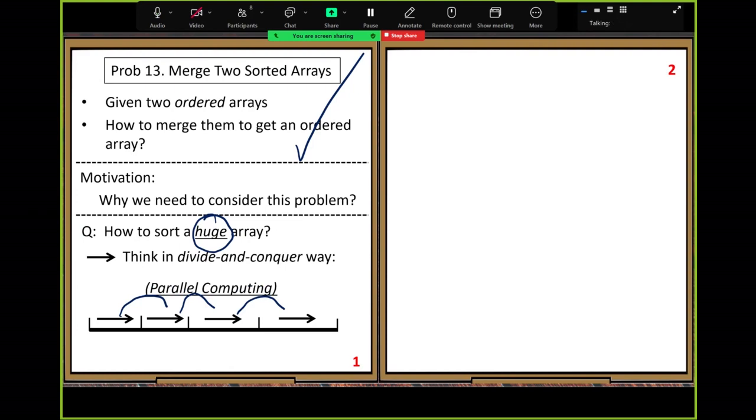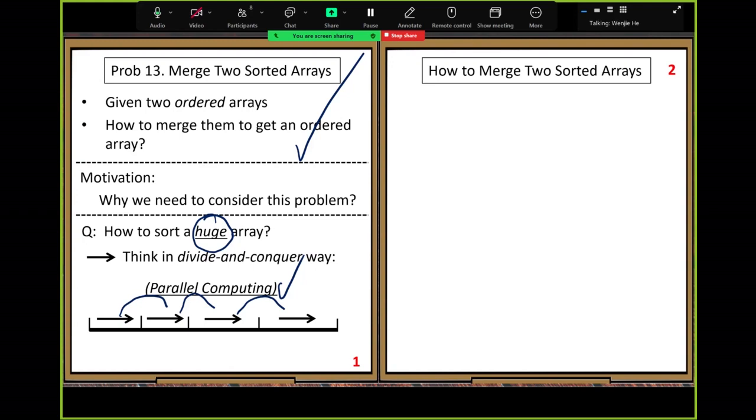Also, you can do parallel computing. You have all those independent subarrays. If you have multiprocessors, you assign them to multiprocessors to do sorting in parallel. So with parallel computing, you can make the whole sorting task faster. Here I do not go into that much detail. Let's continue our merge implementation.